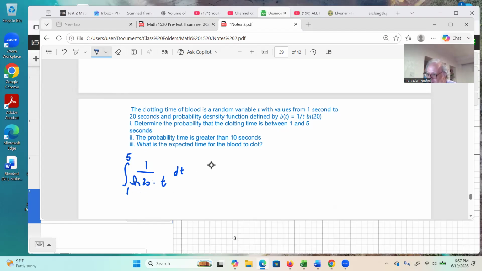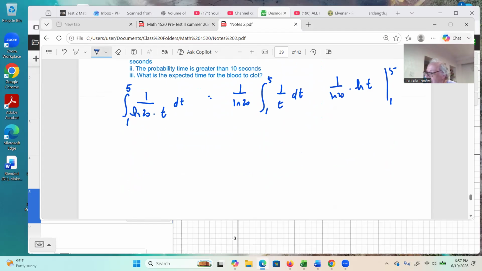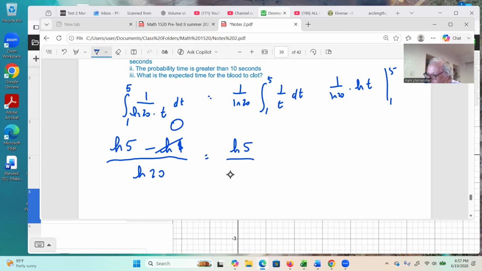Fortunately, natural log 20 is a constant. So this is 1 over ln 20 times the integral from 1 to 5 of 1 over t dt. That's not too bad. So this is going to be 1 over ln 20 times ln of t going from 1 to 5. So we have natural log of 5 minus natural log of 1, all over natural log of 20. Natural log of 1 is 0, so we end up with natural log of 5 over the natural log of 20.